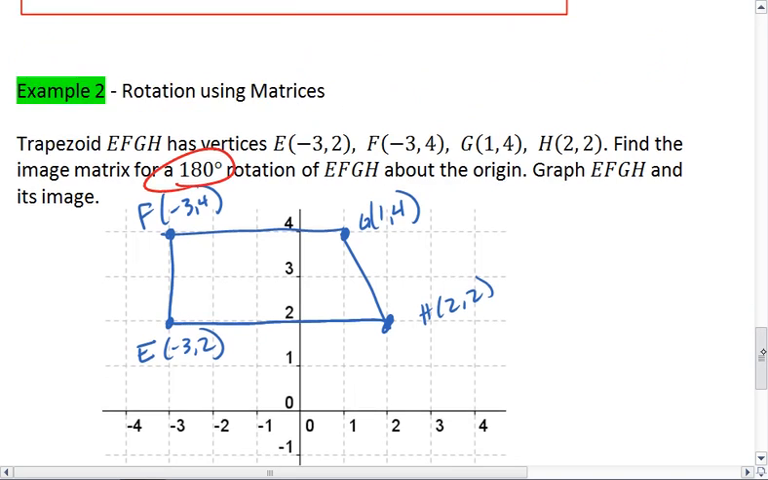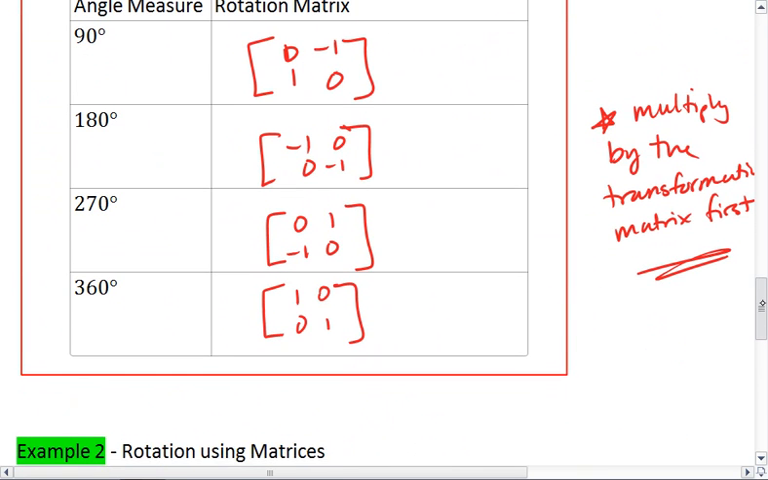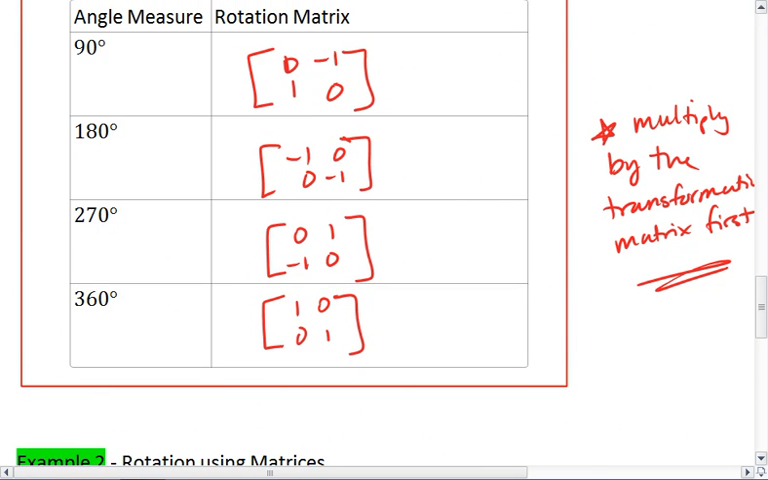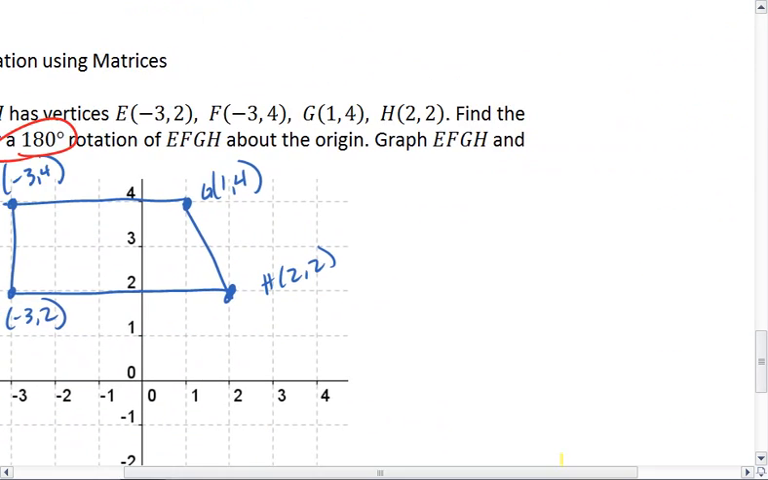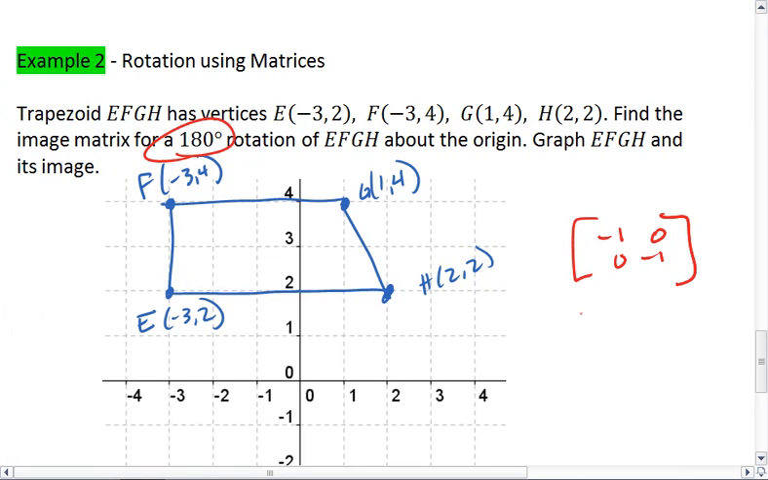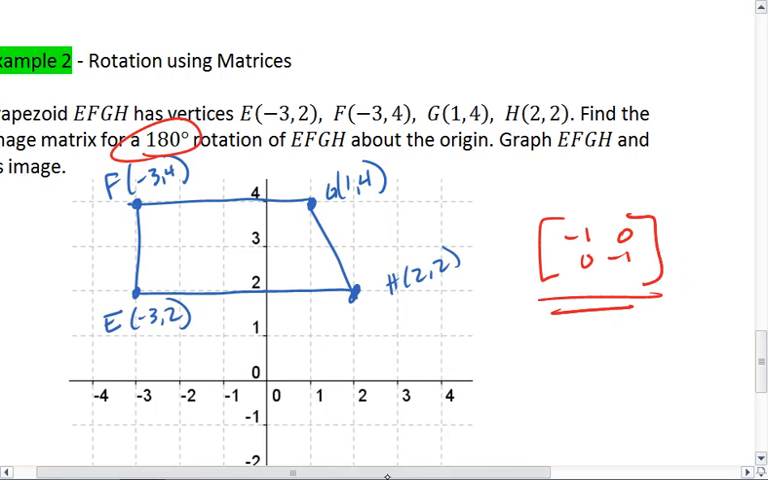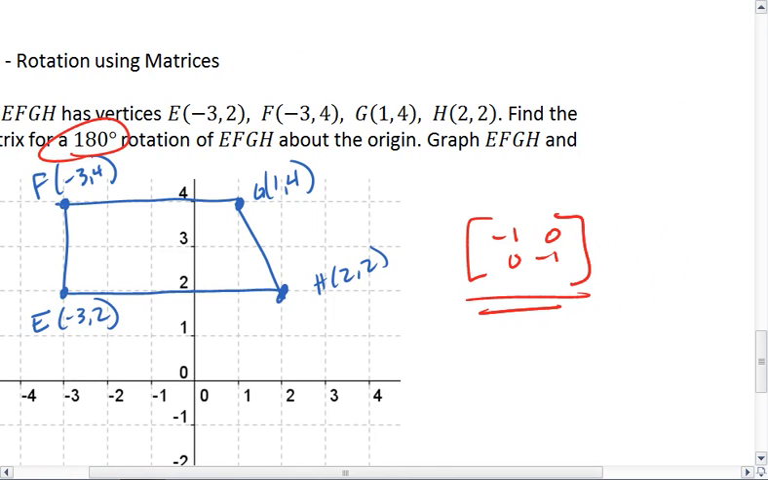image. Alright, so we go above here and we see that for a 180 degree rotation, we're going to use negative 1, 0, 0, negative 1. We're going to write that matrix first: negative 1, 0, 0, negative 1. We then are going to multiply the rotation matrix by the pre-image, by our original matrix. So we're going to multiply it by EFGH.